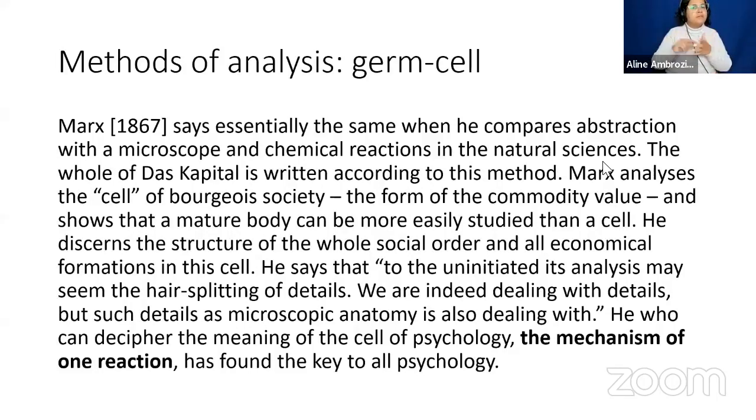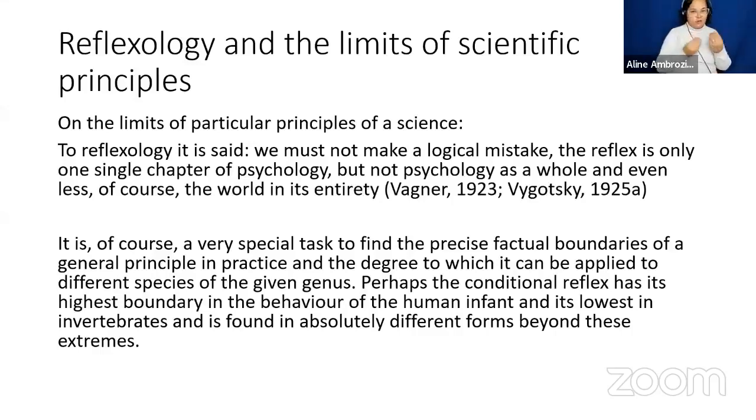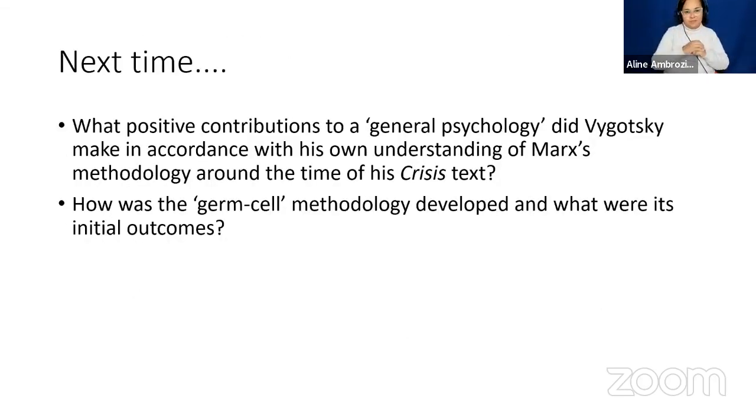So I think when we're looking at Vygotsky's appropriation, if you like, of Marx's methodology, we need to start where Vygotsky started and have a look at how he progressively developed his idea of how Marx's germ cell methodology would be relevant to psychology. So I thought that for the next seminar, we could look, first of all, at what positive contributions to a general psychology Vygotsky made in accordance with his own understanding of Marx's methodology around the time of the crisis text and probably subsequently, and how the germ cell methodology was developed and what its initial outcomes were in that early work before we go on to look at some of the later work. So that would be the quick version of that section of the talk, and I'll stop sharing there.